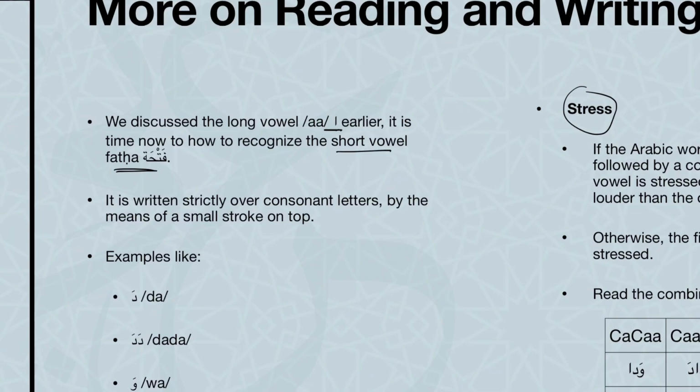Now, throughout the whole Arabic writing convention, the fatha is strictly written over consonant letters. You cannot have it any other place. Otherwise, it would not be a fatha, it'd be something else. And it's very simple. It's a small stroke on top of the letter.